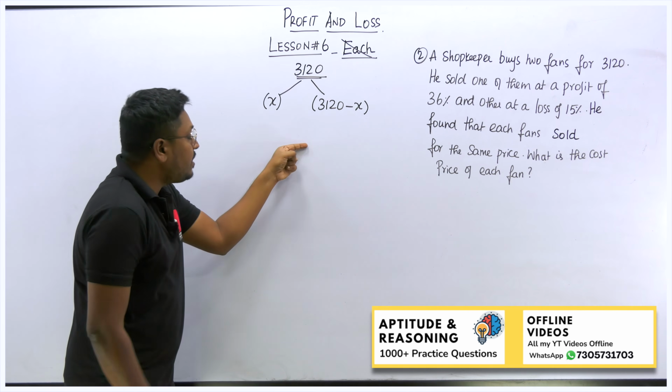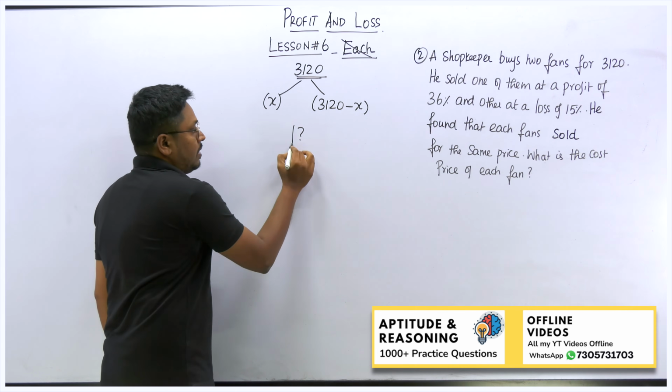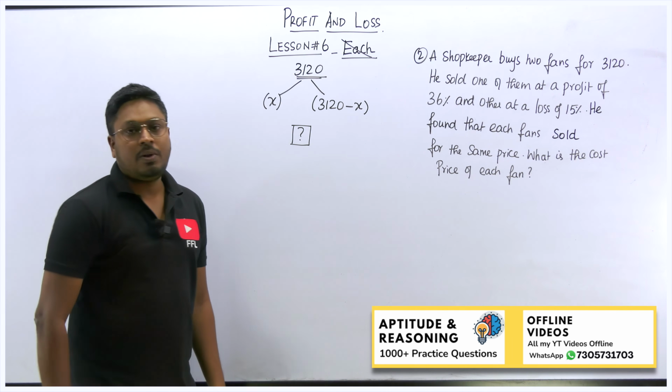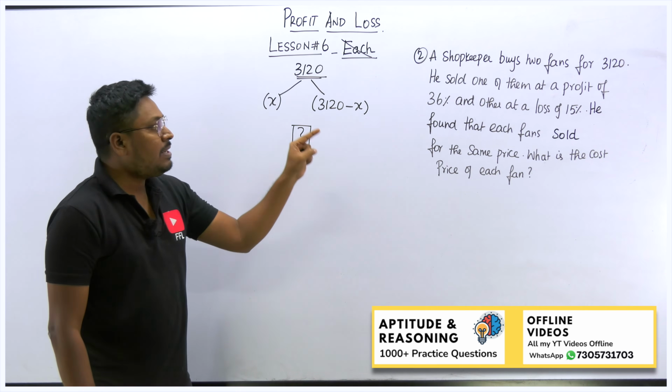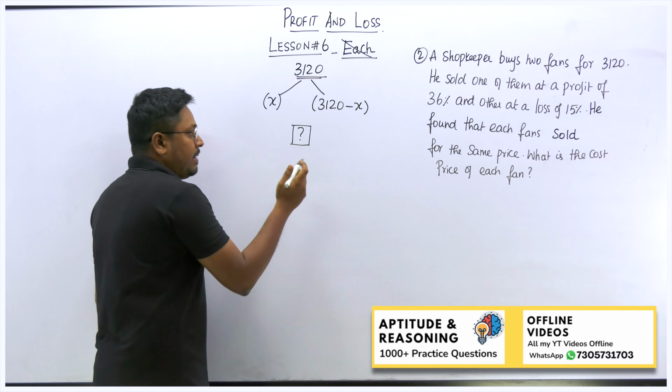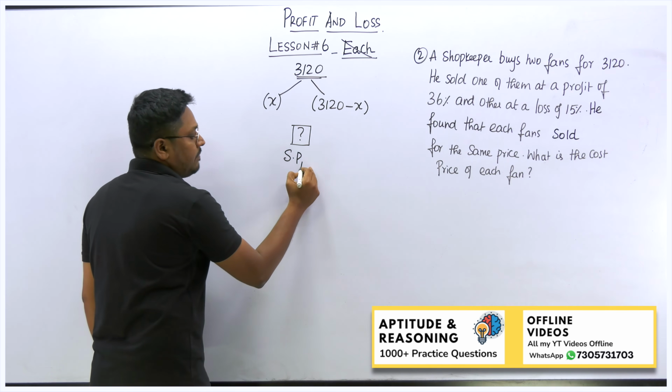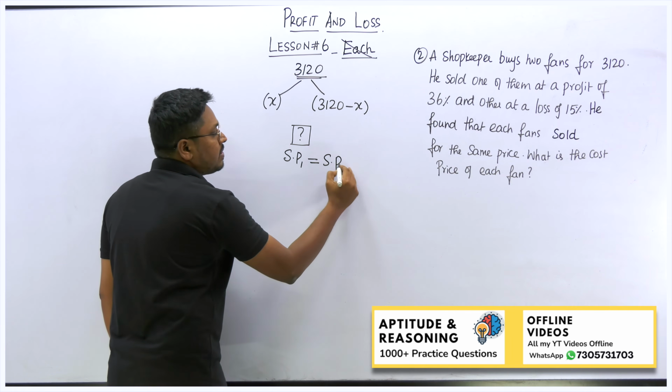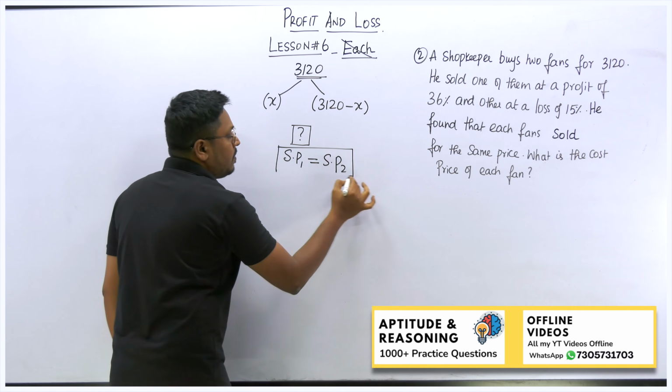So next step, you need to find the clue. That clue plays a major role in solving the question. What is the clue here? Just see, he found that each fan was sold for the same price. That means the selling price of the first fan is equal to the selling price of the second fan. So this is the clue in this question, right?